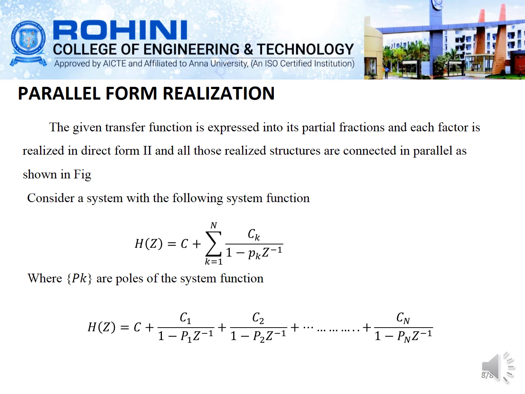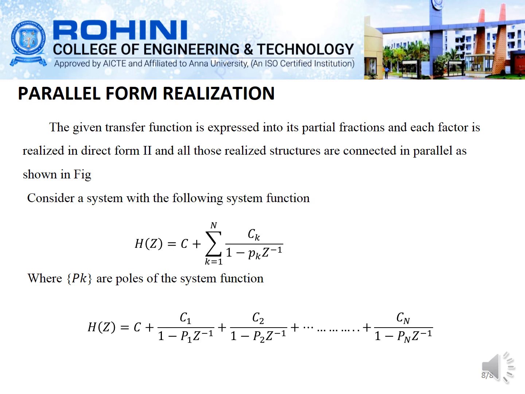Next one is parallel form realization. The given transfer function is expressed into its partial fractions, and each factor is realized in direct form 2, and all those realized structures are connected in parallel, as shown in the figure.